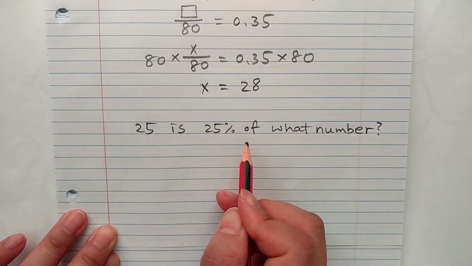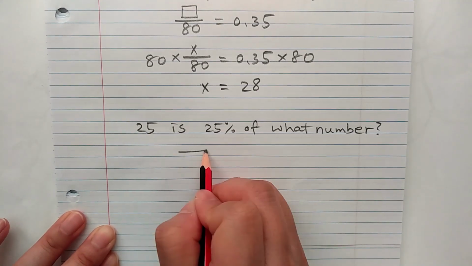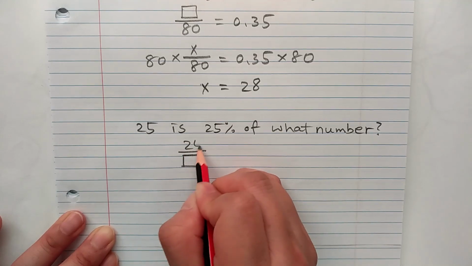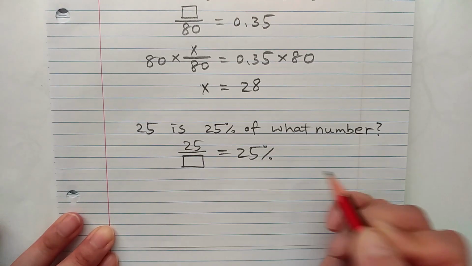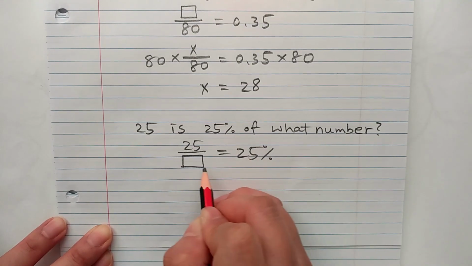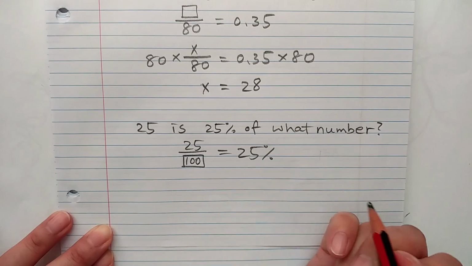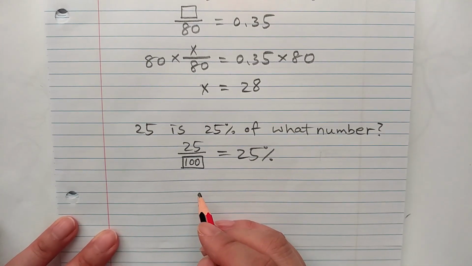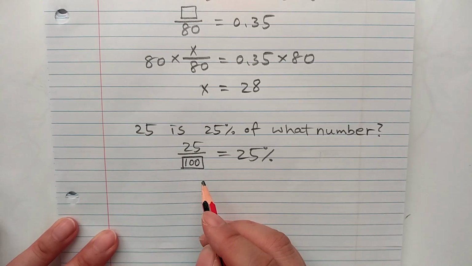25 is 25% of what number? So we don't know the total number, something, and the numerator is 25, and that is 25%. What will be the number down here? 100. That is a definition of a percent. We'll talk more about what we need to do when the denominator is unknown in the next video.